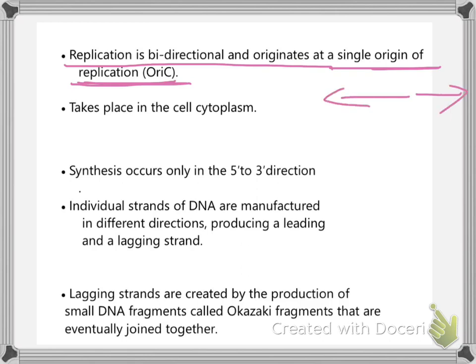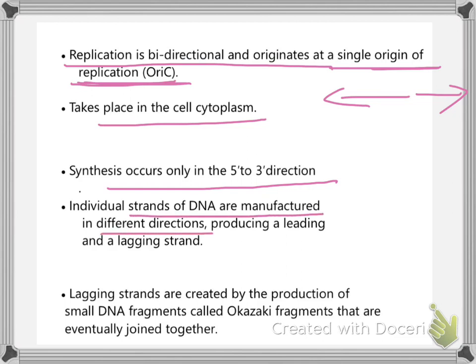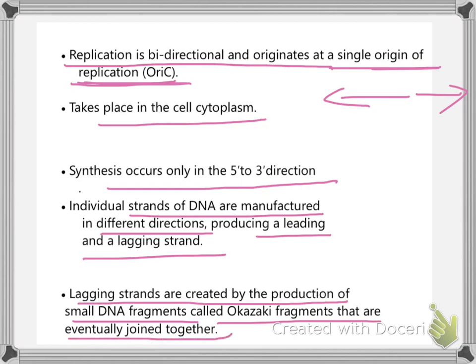And the replication in prokaryotes takes place in the cell cytoplasm, and the synthesis occurs only in the 5' to 3' direction. The individual strands of DNA are manufactured in different directions, producing a leading strand and a lagging strand. The lagging strands are created by the production of small DNA fragments called Okazaki fragments that are eventually joined together. So these are the features.